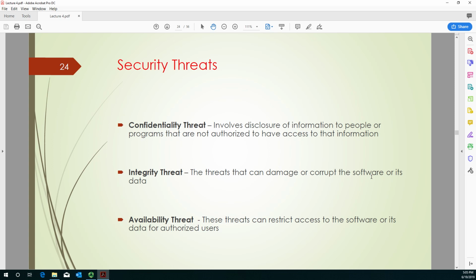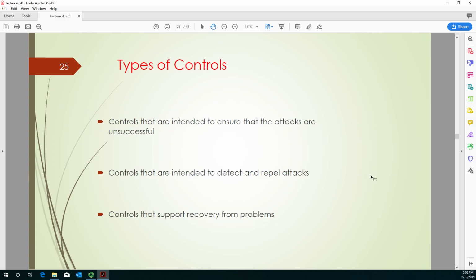Integrity threat is someone getting in, deleting some patient records, or a diabetic patient's record is entered, and this intruder goes in and changes the information so that the person has no diabetes, or on the contrary, has some disease that the patient does not have. That's integrity threat. Availability threat is these threats that can restrict access to the software or its data for authorized users. Like someone gets into my account and changes the password. That's availability threat.